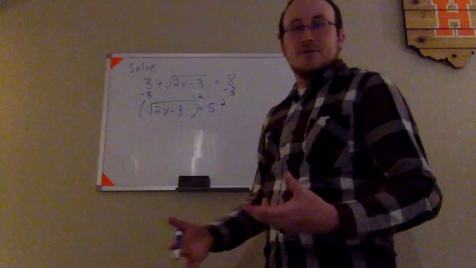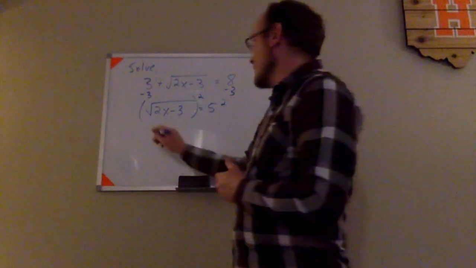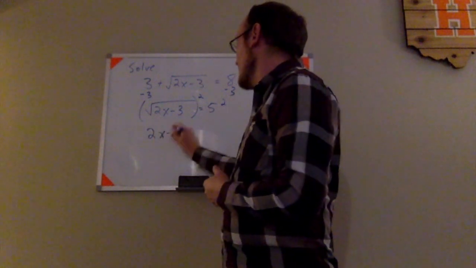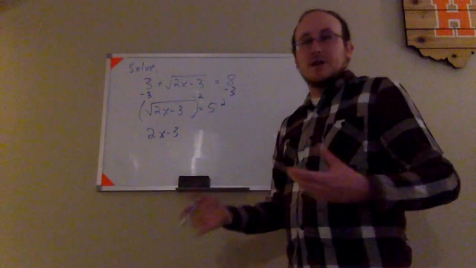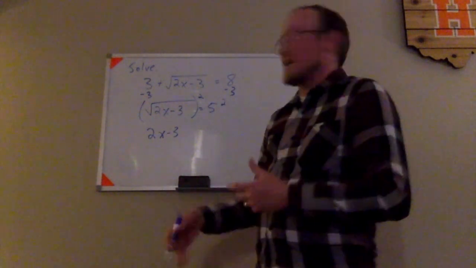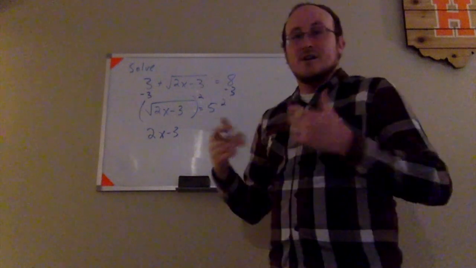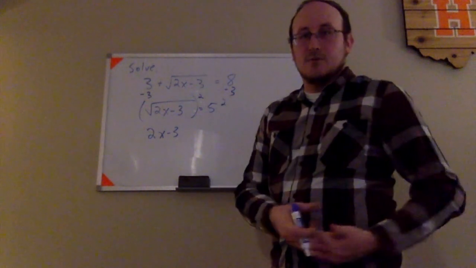On this side, that's not really going to do anything other than cancel out the square root. So we just have 2x minus 3. We don't have to do a whole bunch of multiplication or anything there. Oftentimes I see people try to actually square that binomial underneath. No, the squared is just canceling out the square root.